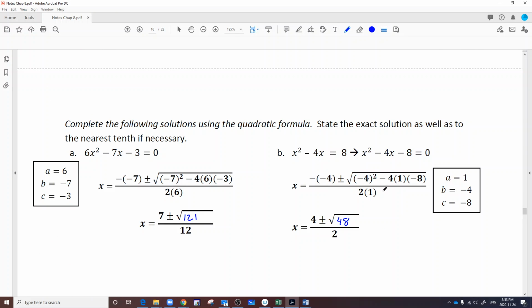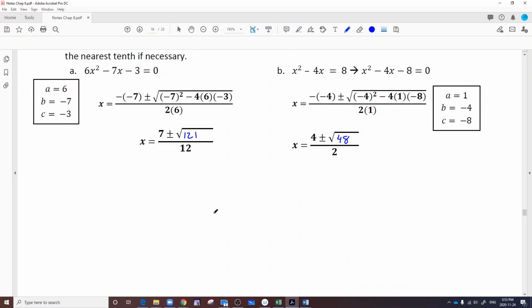Again, to use the quadratic formula, all you need to do is figure out the coefficient on the x squared term, the coefficient on the x term, and the constant, and then plug it into your formula. Negative b plus or minus the square root of b squared minus 4 times a times c, all divided by 2a. And then we get these answers.